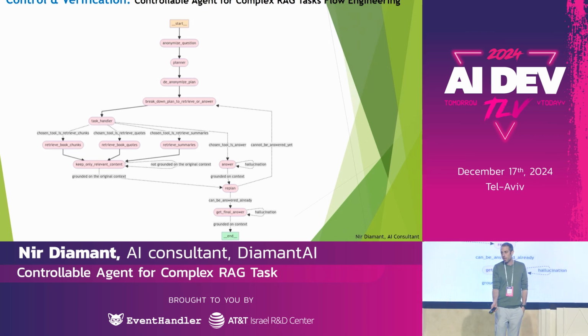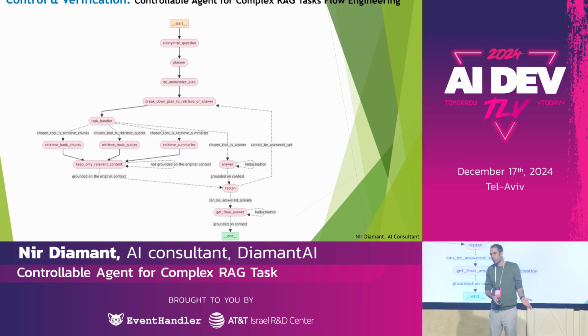Then we have the task handler that actually does this and chooses. If it's a retrieve task, then it chooses one of retrieve book chunks, retrieve book quotes, or summaries. Then it filters out all the non-relevant information. Otherwise, if we're going to the answer tool, we answer some kind of intermediate question, and we verify it's not hallucination, and then we get to the replan step.